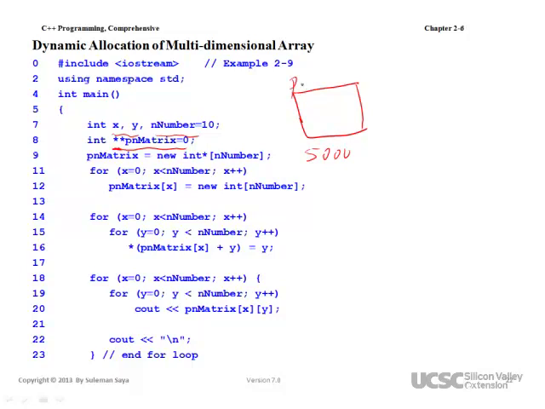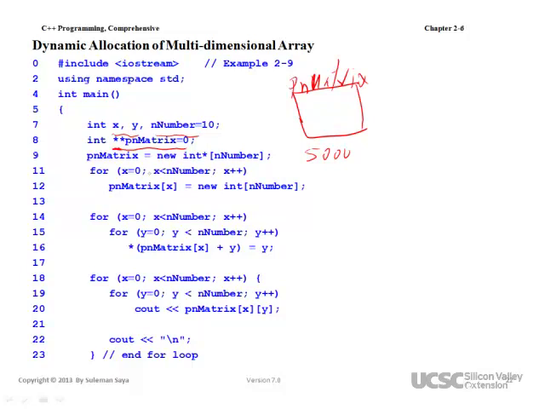And then PN matrix will be at this 5000 address, and then see, PN matrix is assigned 0. In C++, it means the starting value of this pointer will be null, meaning we are making sure that it's not pointing anywhere. The memory is clean for it. It's not holding any weird addresses.